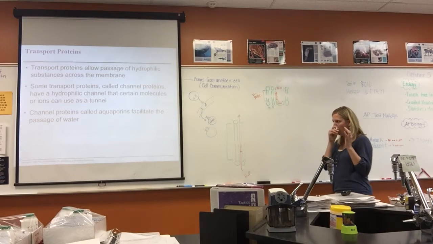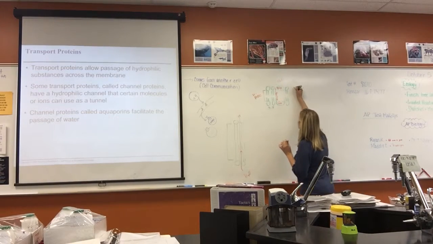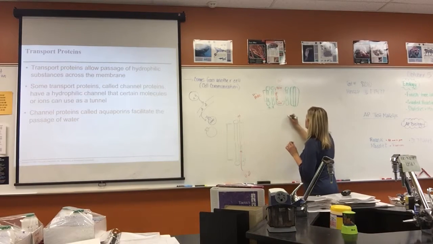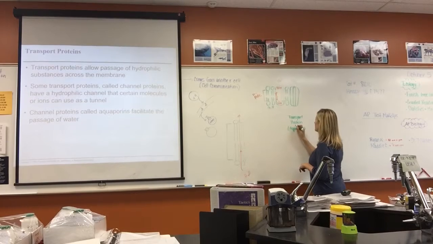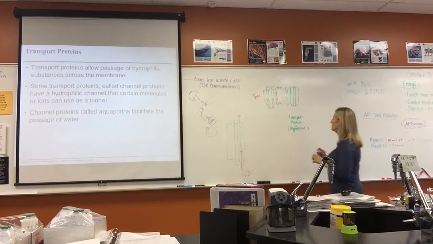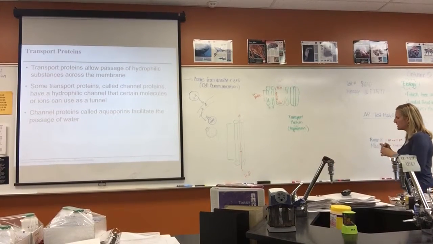So, if I were to draw a transport protein, they literally have a tunnel, so I'm going to draw a channel through that substances can move through. So this is a transport protein. Let's say as an example, it is an aquaporin. So we just wrote about aquaporins. These specifically let water through.